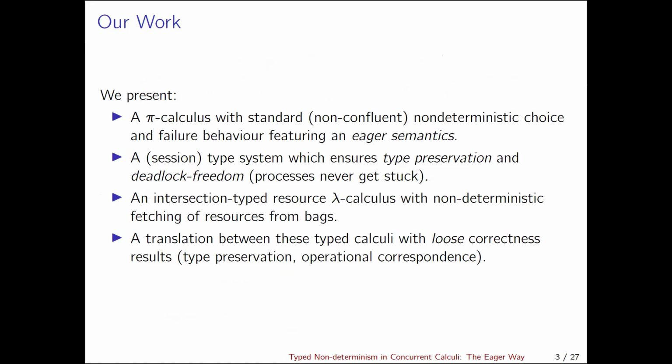So we are going to present a lambda calculus with standard non-confluent non-deterministic choice, which has failure behavior, and follows an eager semantics. We are also going to present a session type system, which ensures type preservation and deadlock freedom. That means that a process never gets stuck for us. If it's typed, it doesn't get stuck. Then let's move to another language. On the lambda calculus side, we are going to work with the intersection type resource lambda calculus. It has non-deterministic fetching of resources from bags. Then we have to speak both languages to know how to move properties from one to the other. So we have a translation between these two, and we prove that we have some sort of loose correctness, which means type preservation and operational correspondence. So we have a dynamic correspondence between these two languages. I'm going to unpack many of the things that I said, so let's start.